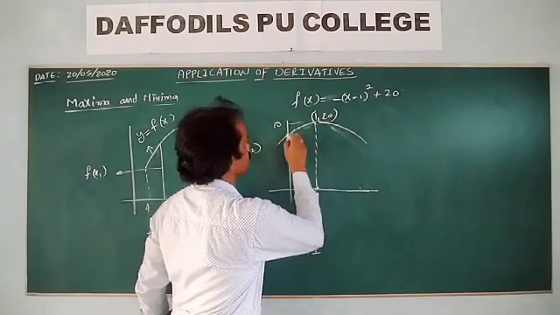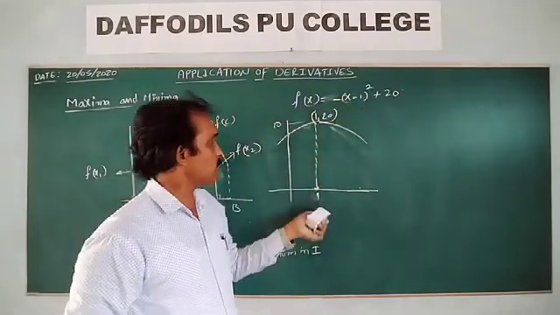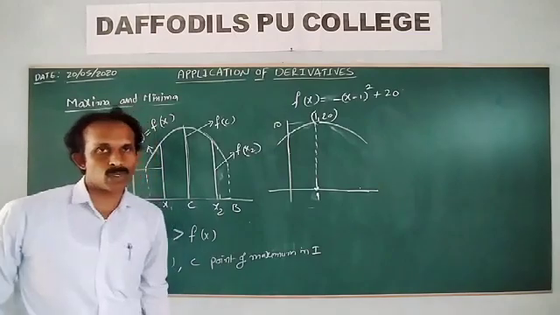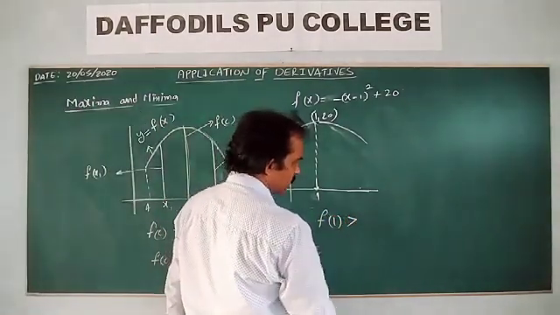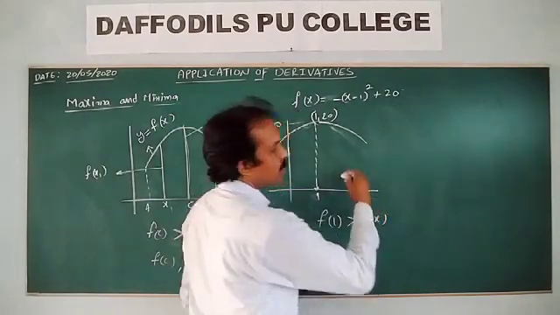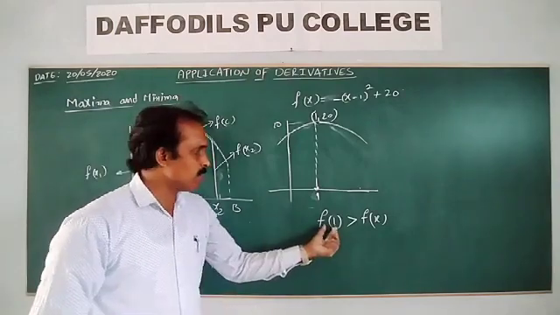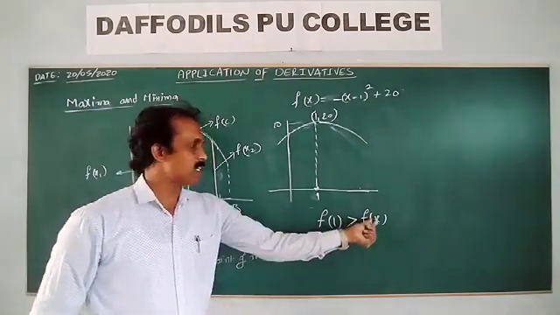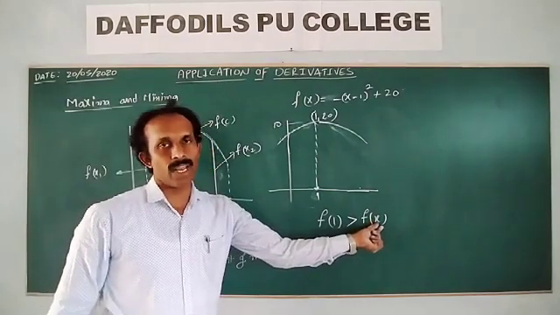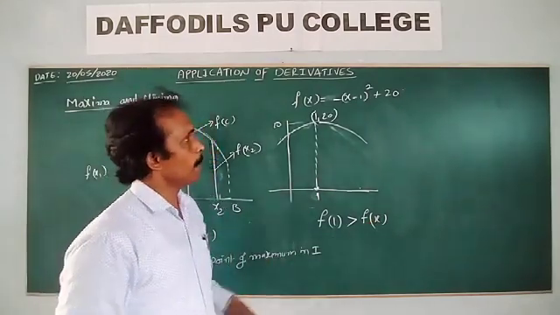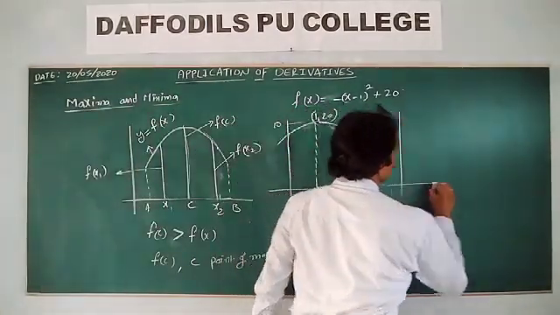So like this, the function is minus of (x minus 1) whole square plus 20. At 1, it has the maximum value. So f of 1 is greater than f of x for any value of x, for all x belongs to I, for some given interval. So this is the maximum value of the function.